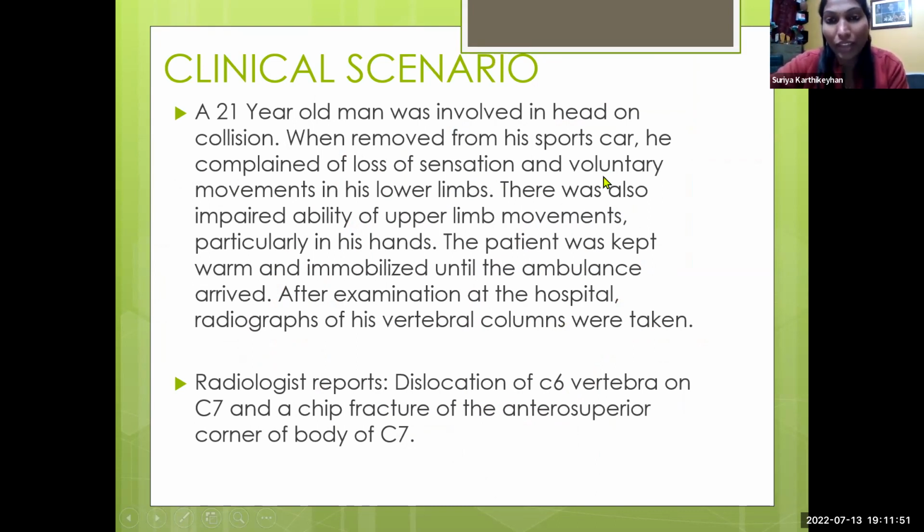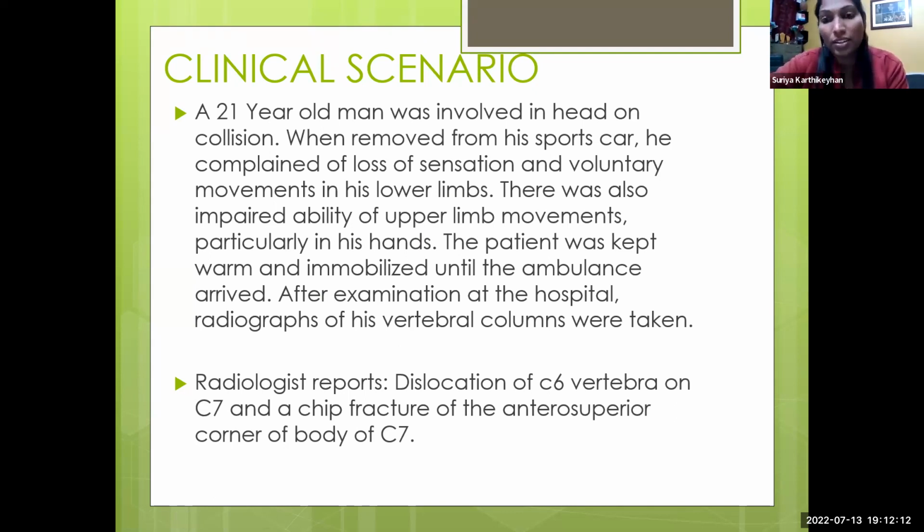Not only the sensation, we have the voluntary control, because the descending tract, the corticospinal tract, is also injured now. That's why the voluntary movement is also affected in the lower limb. And then because at the C6, C7 level we have the brachial plexus of nerves, it is injured, and upper limb movements are going to be affected. So we got an answer for this.